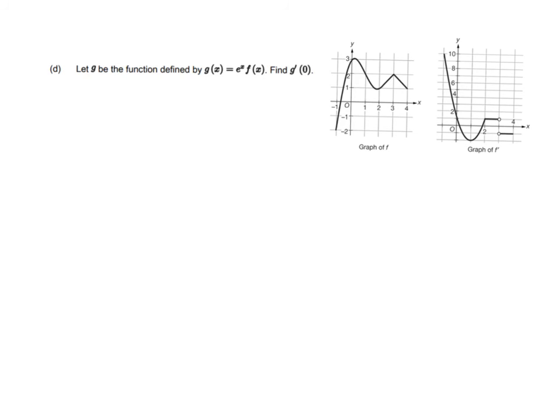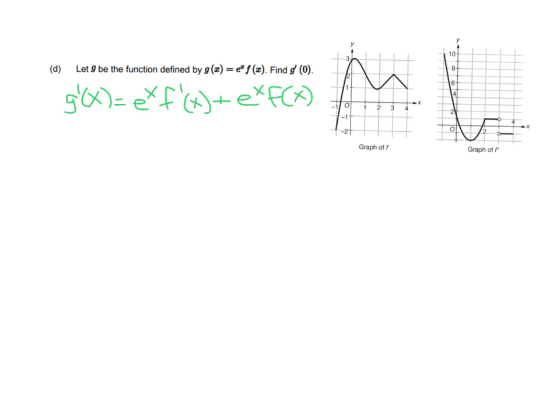I'm hoping that you recognize that this type of thing has come up a few times. So we have a function g of x equal to e to the x times f of x, and we're trying to find g prime of 0. So the first thing you need to do is find g prime of x. Note that g is a product, so we again are going to use the product rule. So we end up getting g prime equals e to the x times f prime plus e to the x times f. Keep in mind, remember that the derivative of e to the x is e to the x.